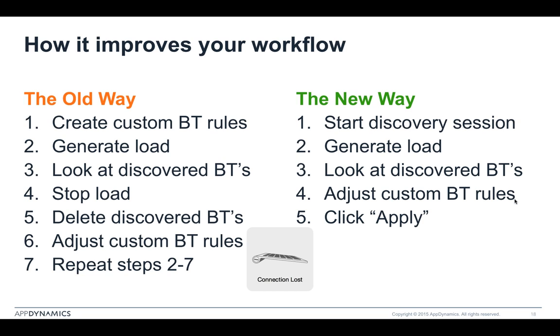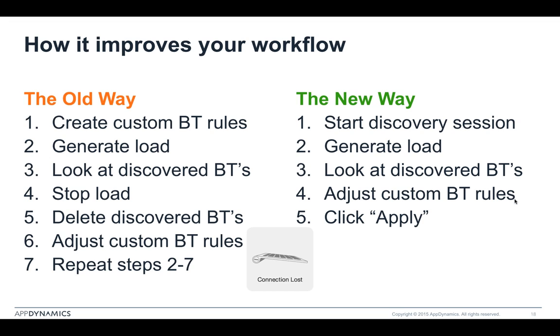If you remember a minute ago, I said it's kind of an iterative process. You create some rules, you see if they work, you see what BTs you get, and then you go back and adjust, right? So that was kind of the old workflow. Create some BT rules, throw some load at it, look at what gets added to your BT list, maybe delete some, rename some, create more custom rules, and keep trying until you get the list the way that you want.